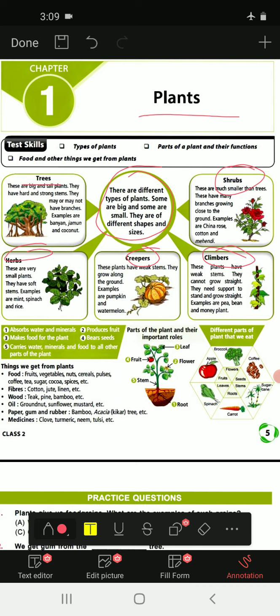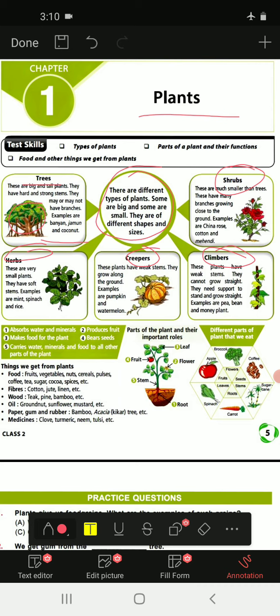This is the types of plants. Now we describe trees. Trees are big and tall plants. They have hard and strong stems. They may or may not have branches. Examples are banyan, jamun, and coconut. These are the examples of trees.